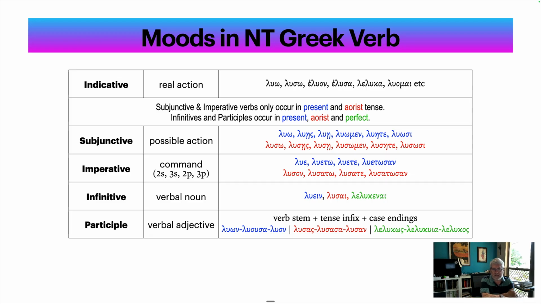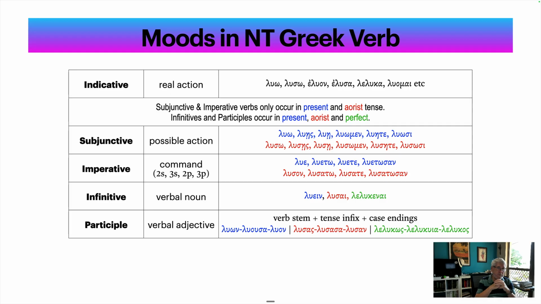That's the present participle. If it's an aorist participle, you notice you've got the sigma alpha coming in. So the nominative singular forms are going to be lusas, lusasa, and lusan. And if it's perfect, again, notice the duplication on the front and also the presence of the kappa. So lelukos, lelukuia, lelukos. And again, the genitive, the accusative, the dative, singular, plural, and so on.